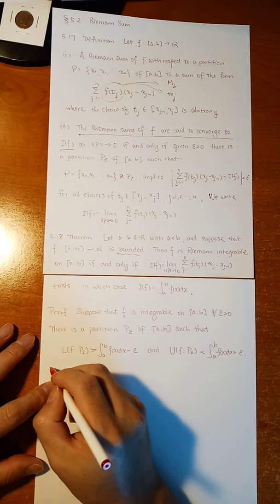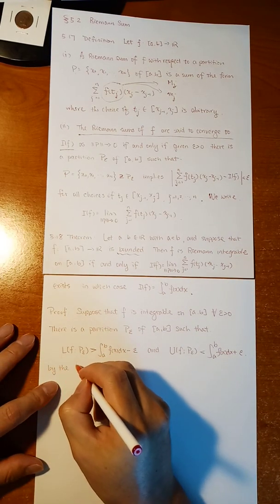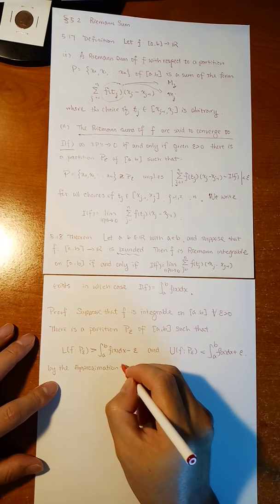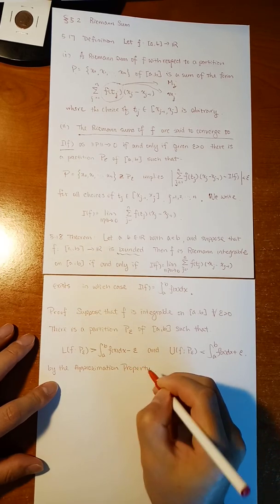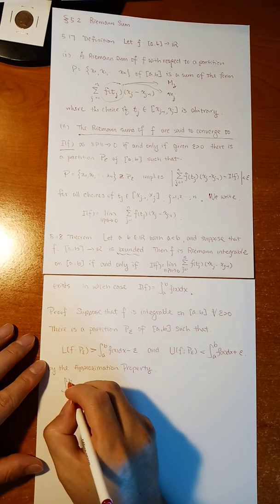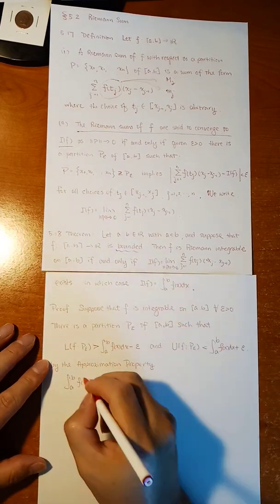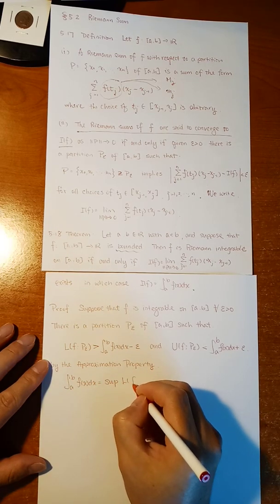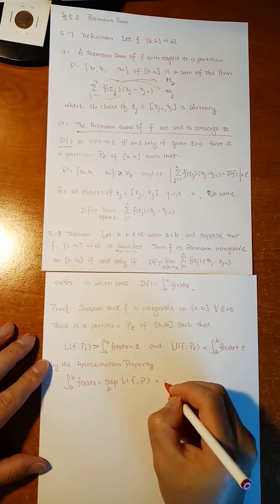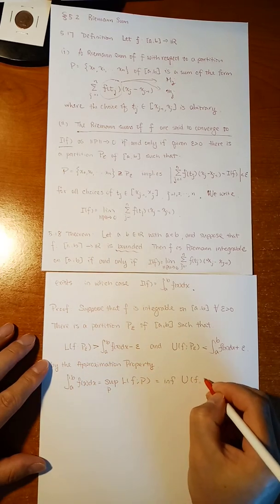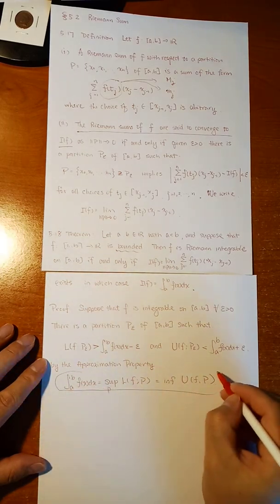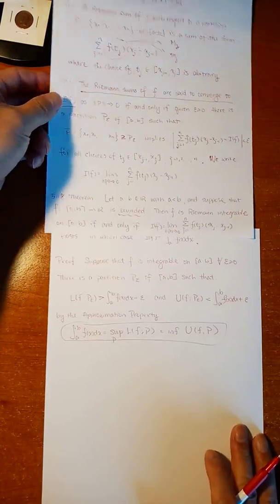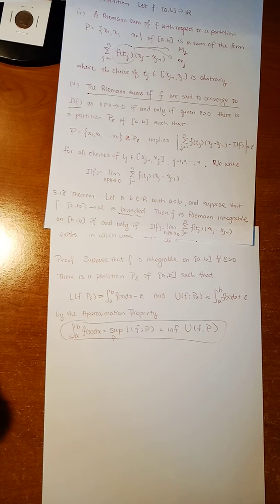This is the approximation property. Also remember that this integral, since f is integrable, means these two quantities: it is the supremum, and it is also the infimum. These two properties come from the definition of supremum and infimum.